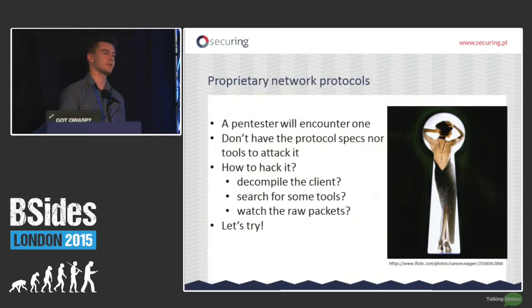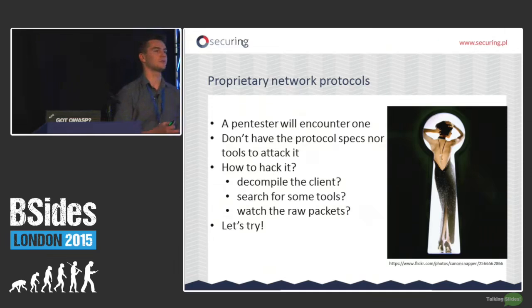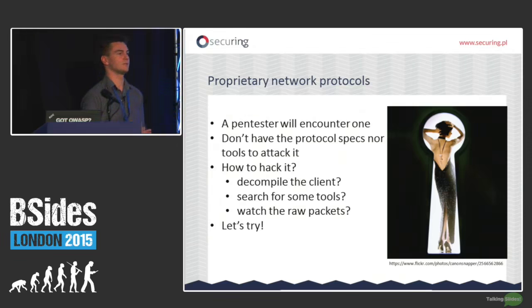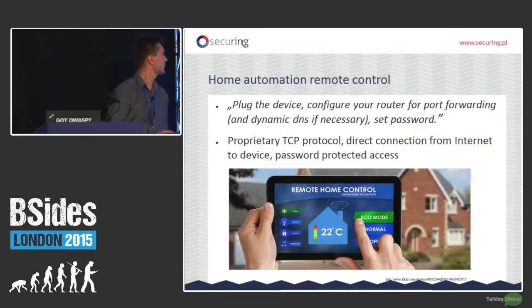Probably some of you are pen testers. Have you encountered a proprietary network protocol during your penetration tests? Yeah, okay, great. So it's obvious: you don't know how to create requests with this proprietary network protocol. You don't have documentation, and you cannot connect well-known local proxies like Burp or ZAP or whatever, which work with HTTP, right? So you have to do something. Decompile the client, maybe search for some tools, maybe Google for the documentation of a closed protocol, maybe just watch the raw packets. So let's give it a try.